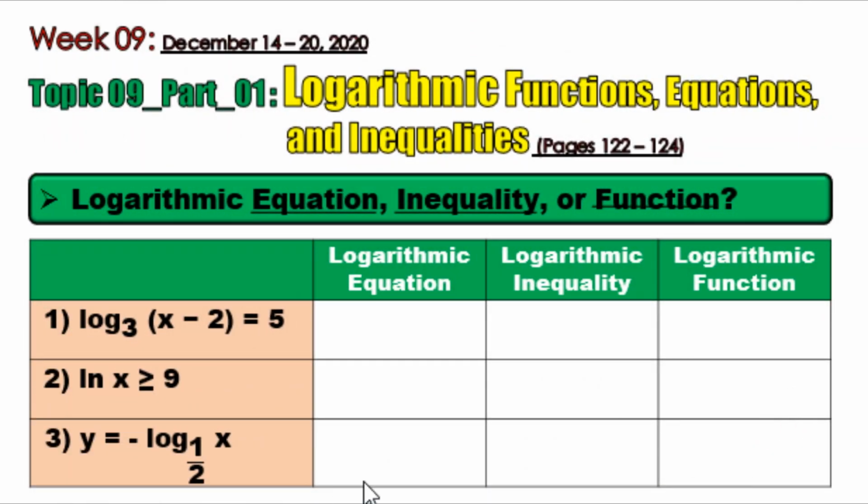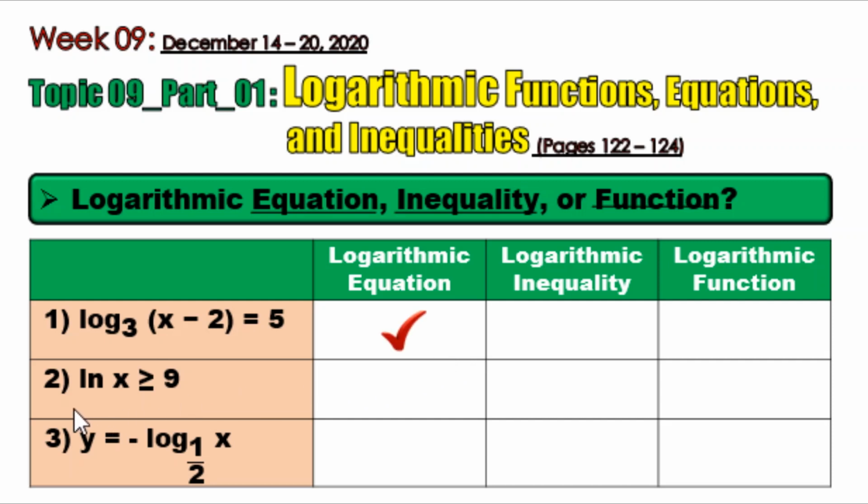Let us now determine whether the given is a logarithmic equation, a logarithmic inequality, or a logarithmic function. Number 1, logarithm of x minus 2 to the base 3 is equal to 5. This one involves equality, we use an equal sign, and it involves logarithm. So it could be a logarithmic equation or a logarithmic function, but it only involves one variable. Therefore, this is a logarithmic equation.